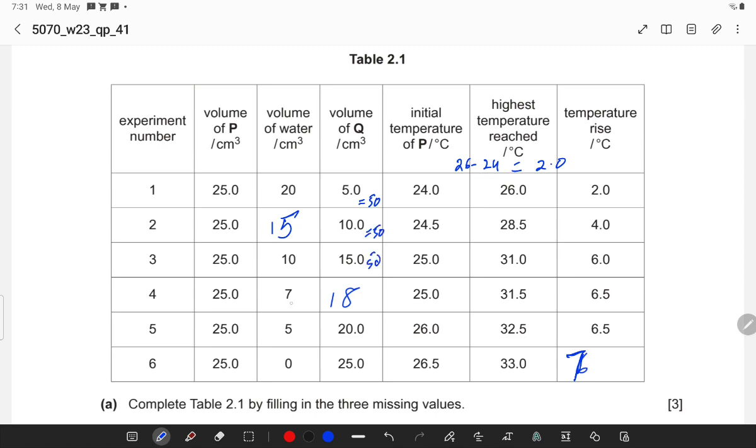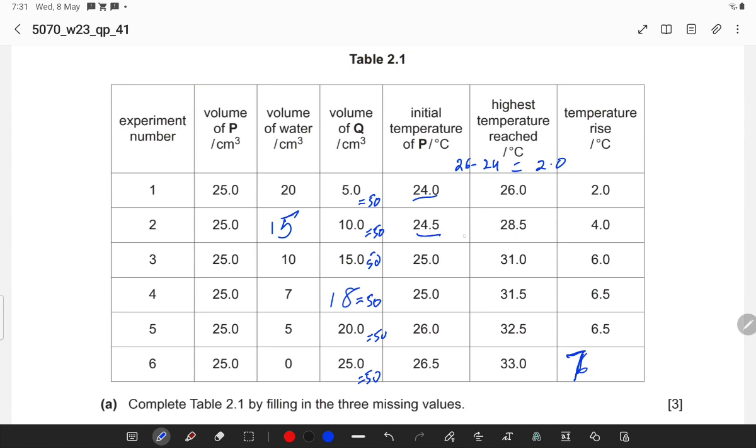So 25 plus 7 is 32, and 32 plus 18 is equal to 50 cm³. Similarly, 25 plus 5 is 30, and 30 plus 20 is 50. So all the total volumes should be 50: this is 25 of P and 25 of Q, and the volume is equal to 50 cm³.